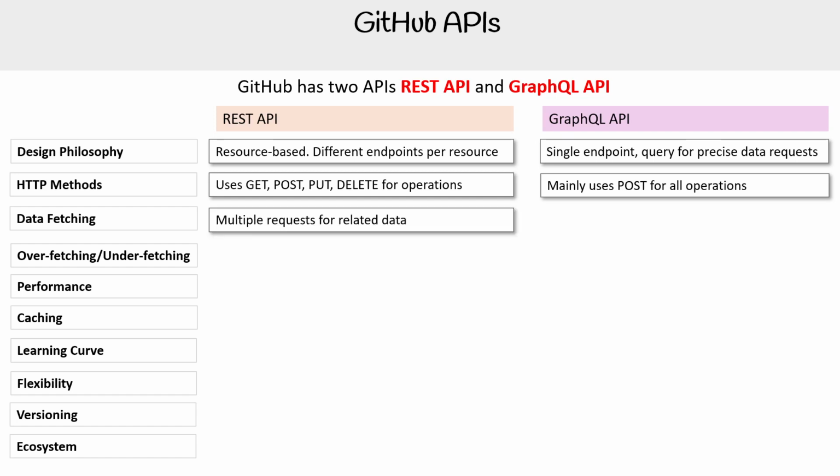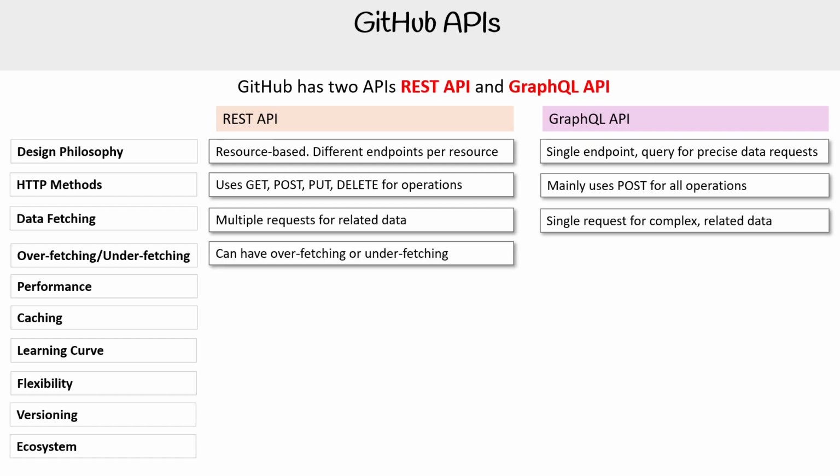For data fetching, we can have multiple requests for related data. For GraphQL, you use a single request that can be very complex, but can get whatever you want. You can have overfetching or underfetching. For GraphQL, you have precise data fetching, so you're getting exactly what you want and nothing more.